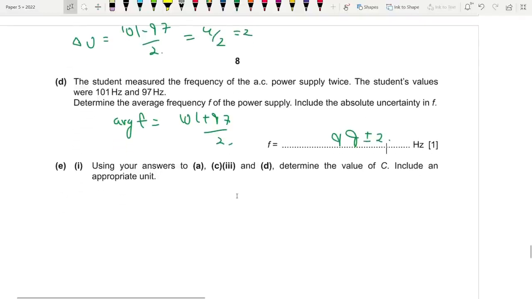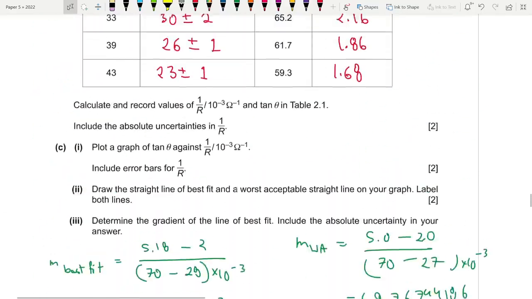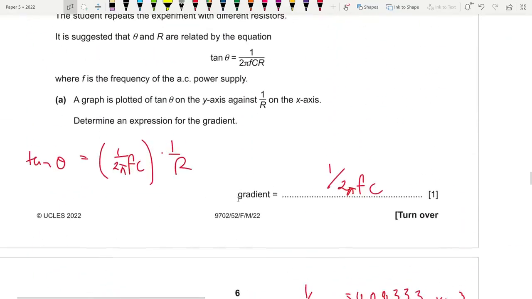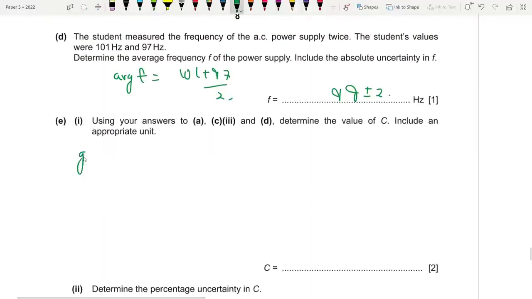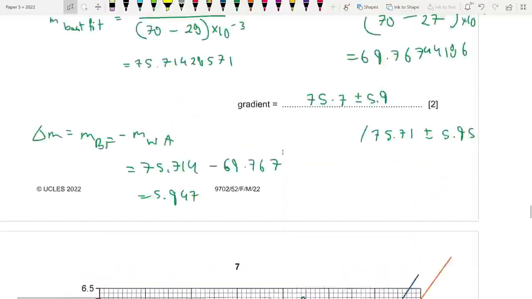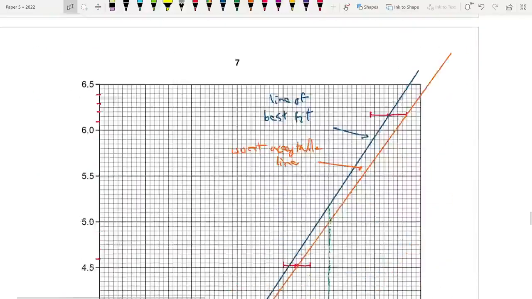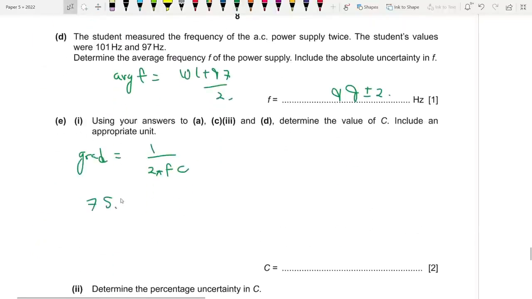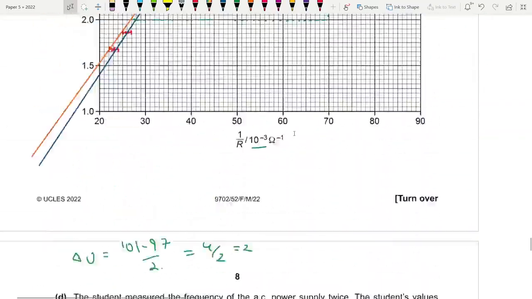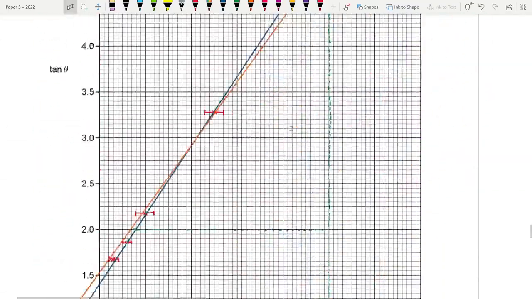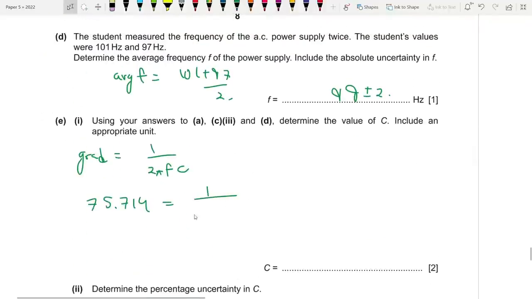Now using answers to A, C, 3, and D, determine the value of C, include an appropriate unit. We know that the gradient was 1 by 2 pi fc. Grad equals 1 by 2 pi fc. So the value of the gradient was 75.714. 75.714 is equal to the answer of A. That was the expression. C3, that's actually our gradient rate. And this one, we can use the average value 1 divided by 2 pi into 99 into capital C.